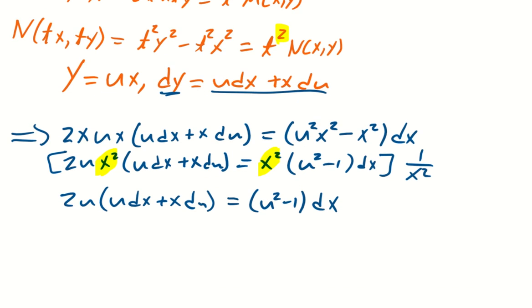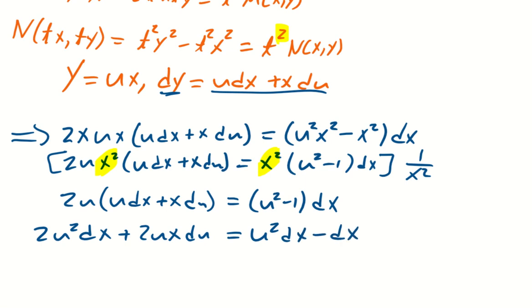Let's expand this out or distribute. We get 2u squared dx plus 2ux du. And on the right-hand side, we have u squared dx minus dx. Notice we have a dx here, we have a dx here, we have a dx here.